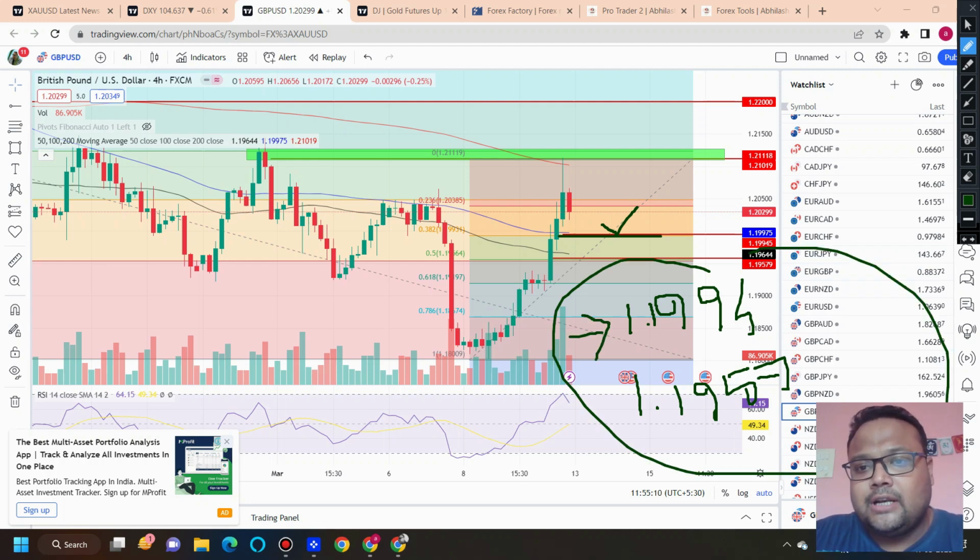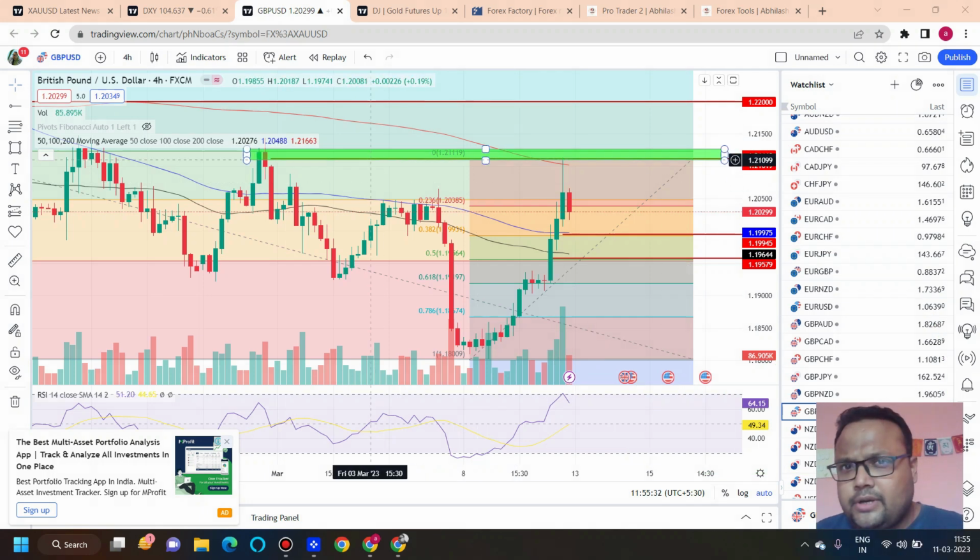1.1994 is not a very strong level, but 1.1957 is a better level. In my other videos also I have spoken about the importance of Fibonacci 50 and 61.8, especially in case of GBP USD. So 1.1957 is a better level in comparison to this. So these are the trading opportunities on the chart of GBP USD right now. If I have missed anything, please write down in the comment section.